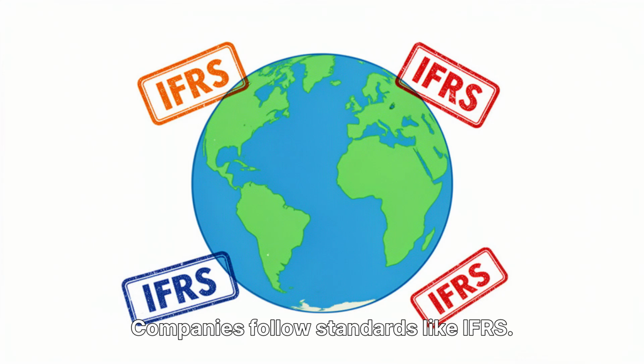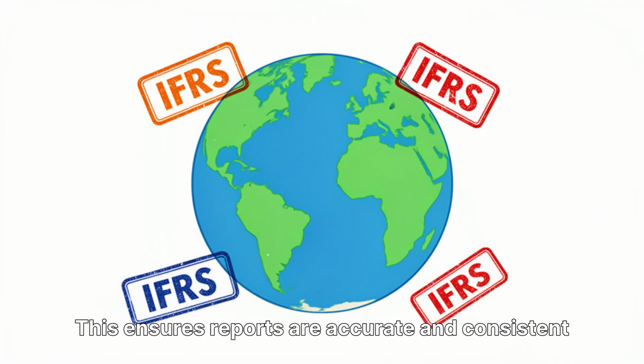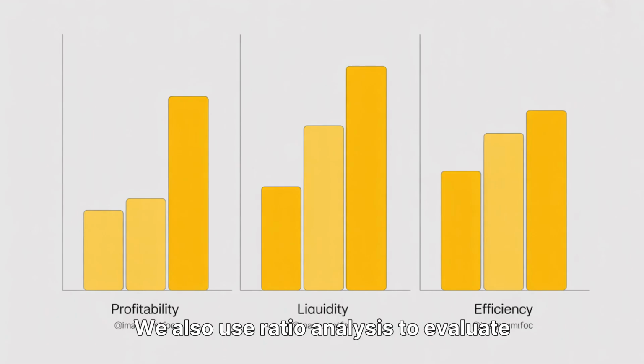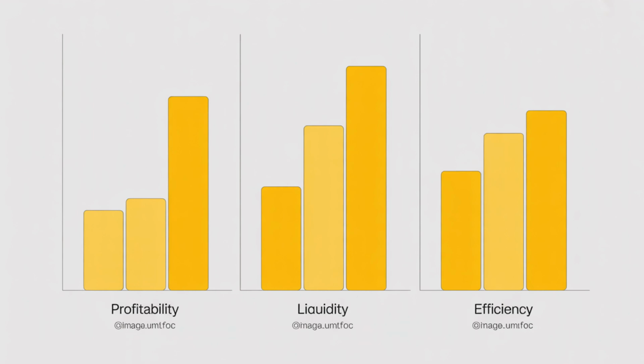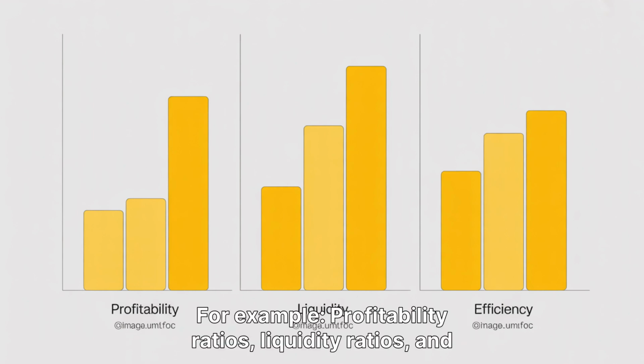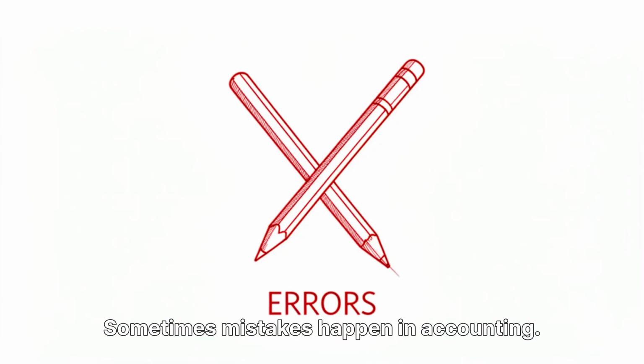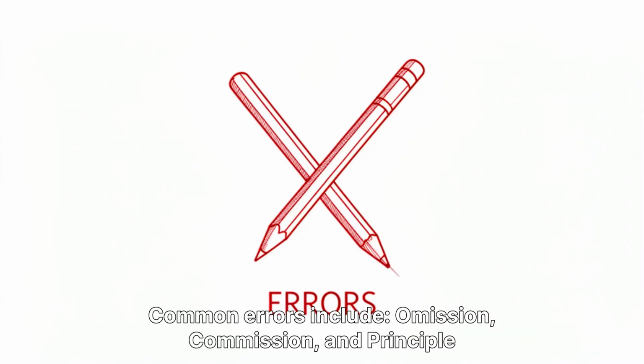Companies follow standards like IFRS. This ensures reports are accurate and consistent worldwide. We also use ratio analysis to evaluate performance. For example, profitability ratios, liquidity ratios, and efficiency ratios. Sometimes mistakes happen in accounting. Common errors include omission, commission, and principal errors.